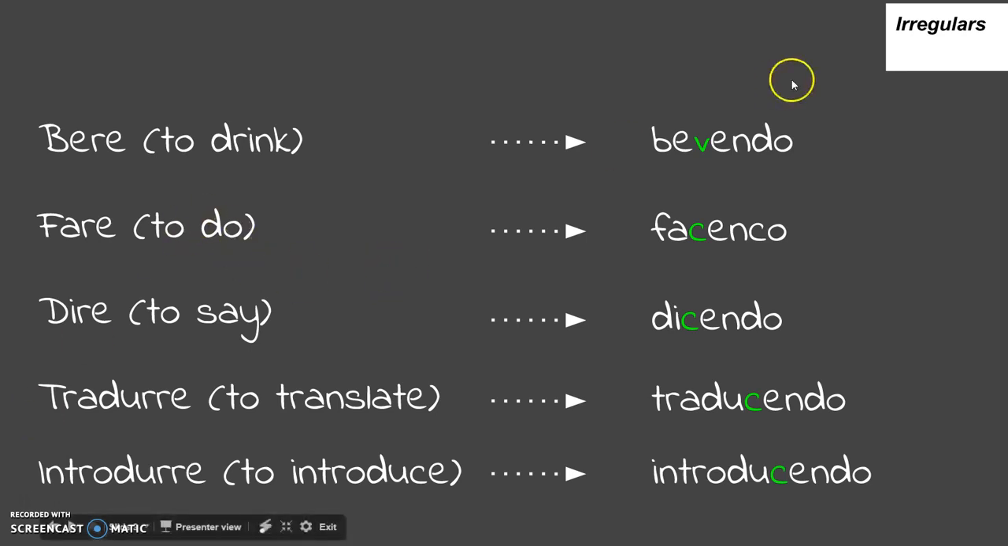These irregular forms have generally come about because they are based on the older original forms of these verbs. So bere used to be bevere, and fare used to be facere, dire, dicere, etc. So you may remember this from when we learnt to use the imperfetto earlier on.